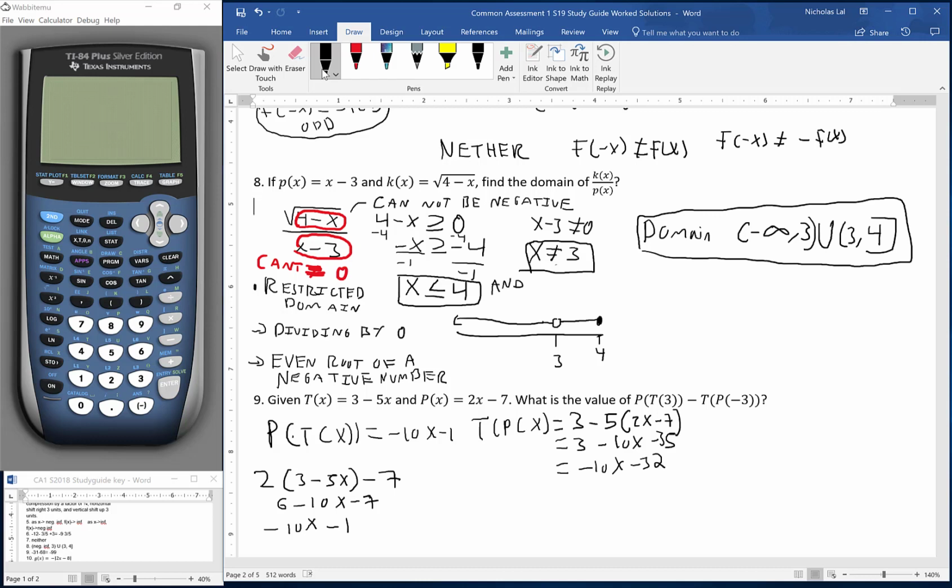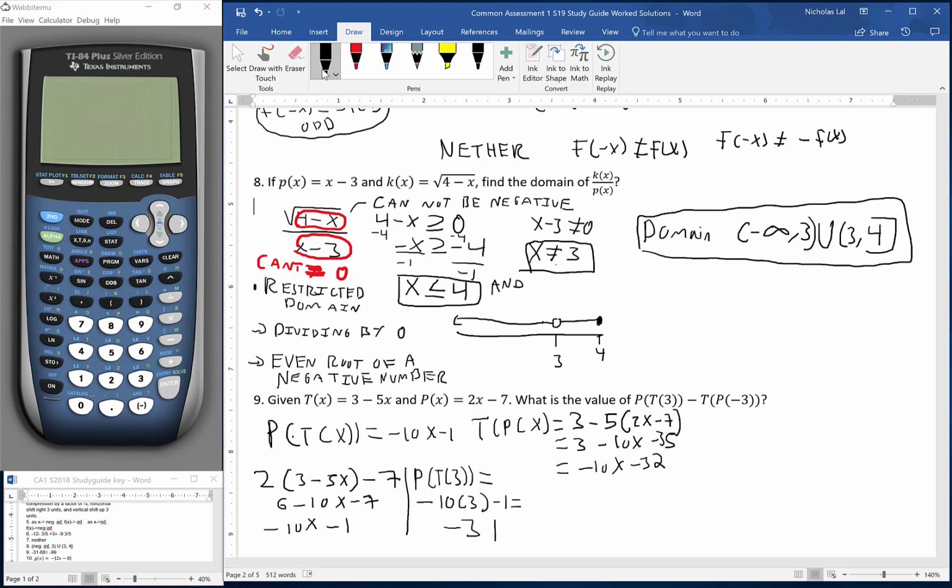So now we need to evaluate p of t of 3. So if p of t of x is negative 10x minus 1, p of t of 3 is going to be equal to negative 10 times 3 minus 1. So that's negative 10 times 3, that's negative 30, minus 1, that's equal to negative 31.